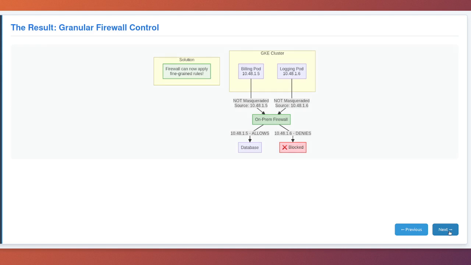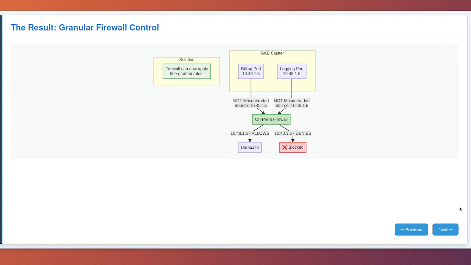Now let's examine exactly what happens once our configuration is in place and working correctly. This is where you can see the power of selective masquerading in solving real-world networking problems. When your billing pod at 10.48.1.5 now attempts to connect to the on-premises database at 192.168.100.50, the masquerade agent examines the destination IP.